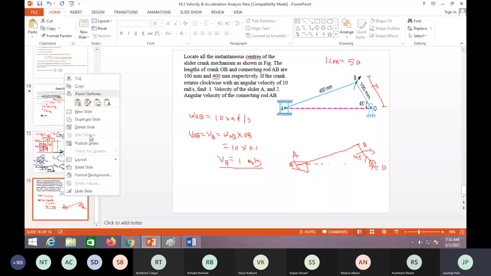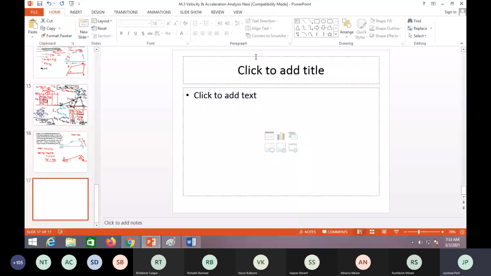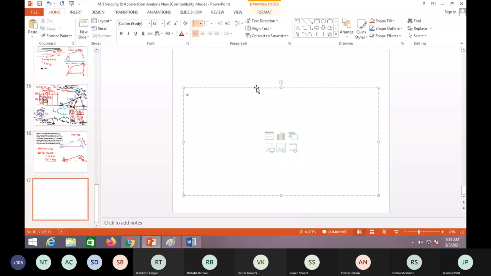Okay, now you have to solve this problem. What to do? First of all, you have to draw the configuration diagram. Draw OB at 45 degrees, and here is the E. A reciprocates inside the guide, and it rotates in the clockwise direction. Now this is the configuration diagram. You understand?